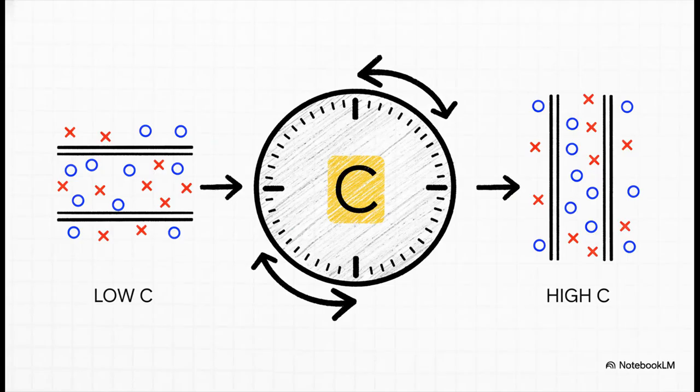Okay, so we can't just let these errors run wild. We need a way to control the total amount of slack we're willing to put up with. And that's where this hyperparameter C comes in. You can think of C as a tuning dial for the model's tolerance for mistakes. Or even better, think of it as setting a budget for how many errors the model's allowed to make.